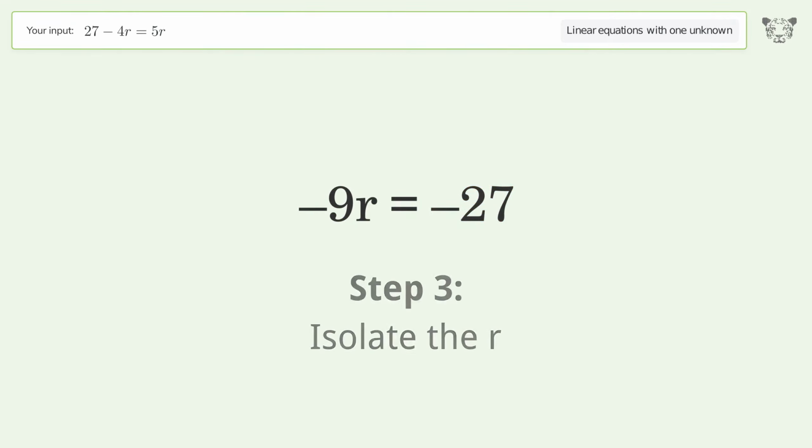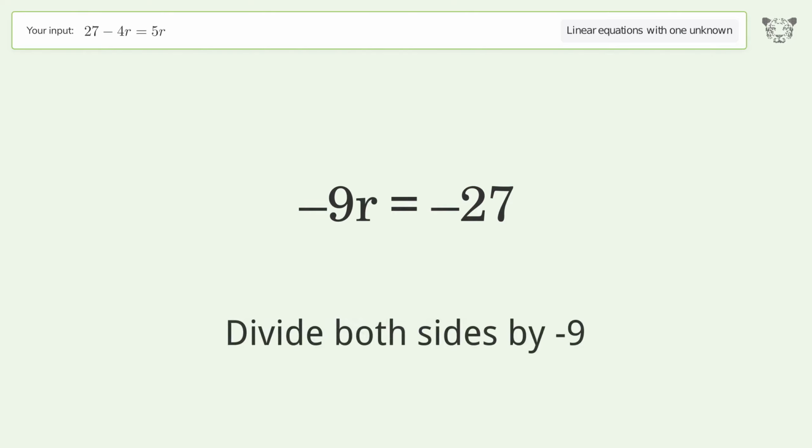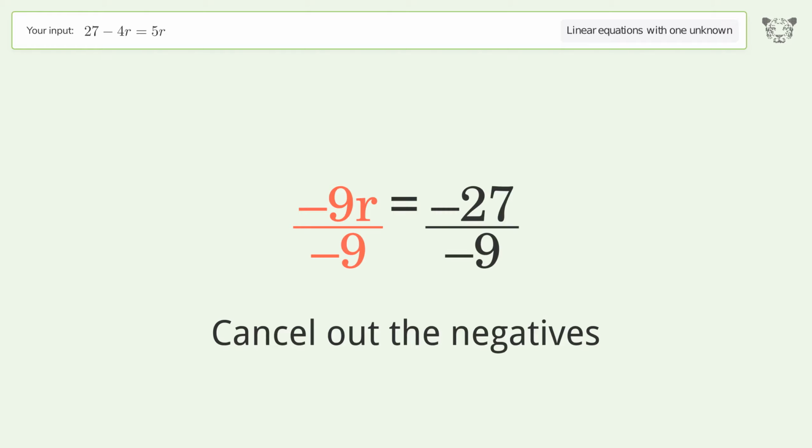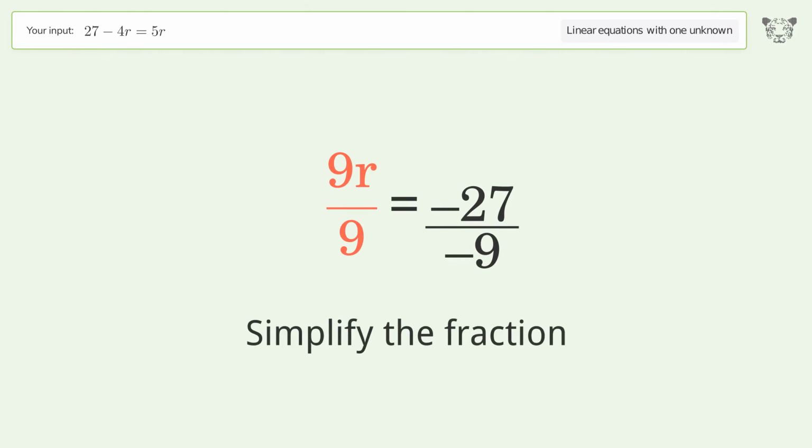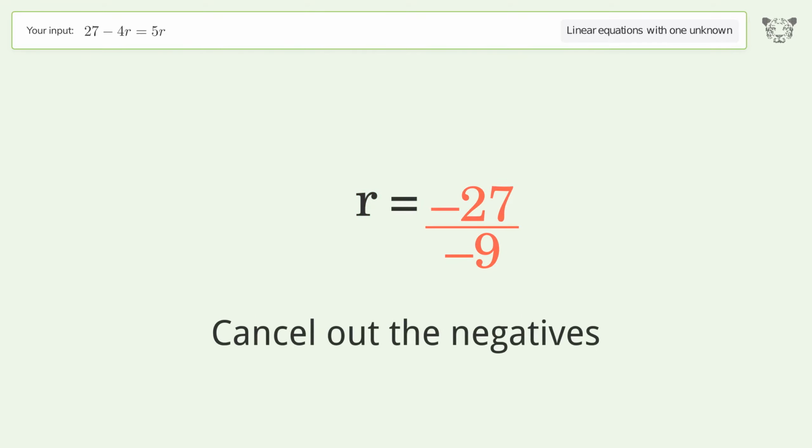Isolate the r. Divide both sides by -9. Cancel out the negatives. Simplify the fraction. Cancel out the negatives.